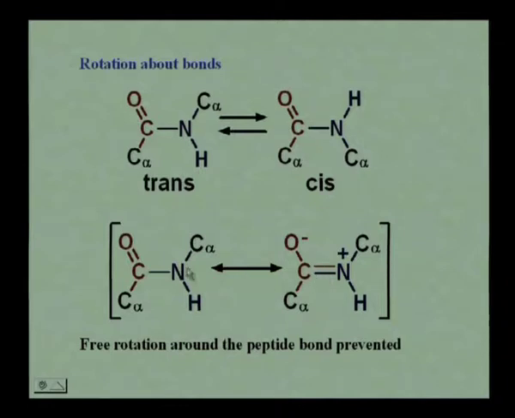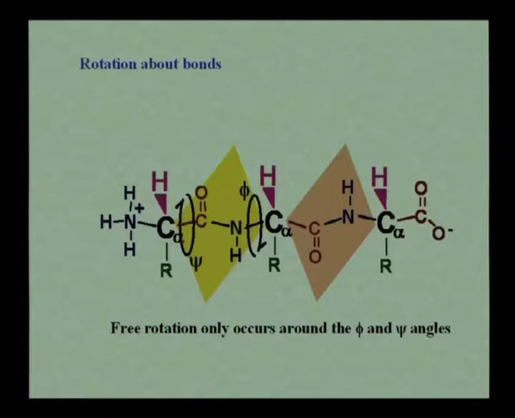How is this being formed? You have the lone pair on nitrogen, so it forms this partial double bond, and because of its partial double bond character, you impose a rigidity. It is not as flexible as the other single bonds in the peptide chain. What are these other single bonds?